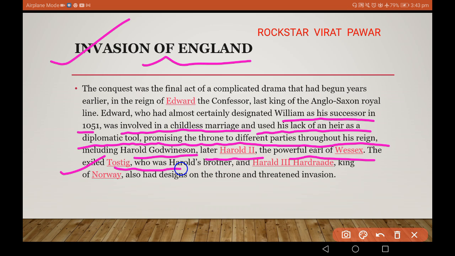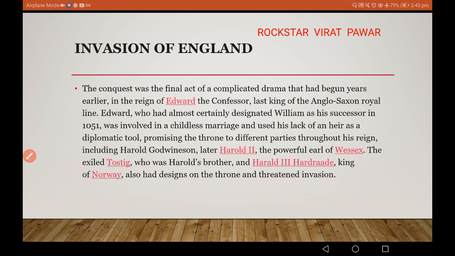the exiled Tostig, who is Harold's brother, and Harold III Hardrada, king of Norway, who also had designs on the throne and threatened invasions. In this way, we have learned about the invasion of England.